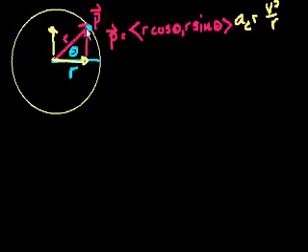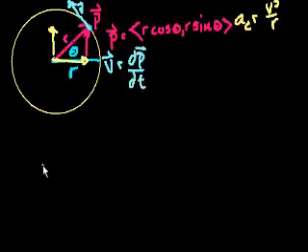So what is the velocity vector? At any given point, in a different color, the velocity vector is going to be tangent to the circle. It's going to look something like that. That's going to be the velocity vector. The velocity vector is equal to the change in the position over time. So let's take the derivative of the position vector with respect to time.